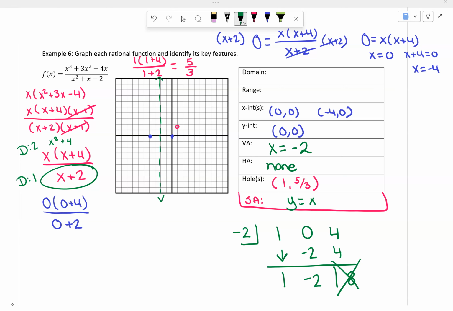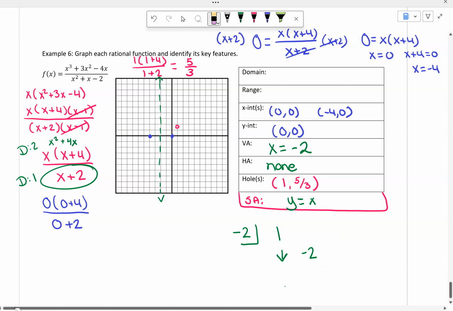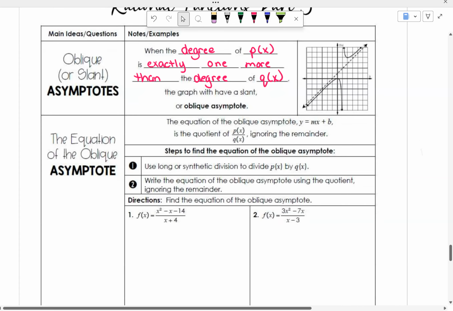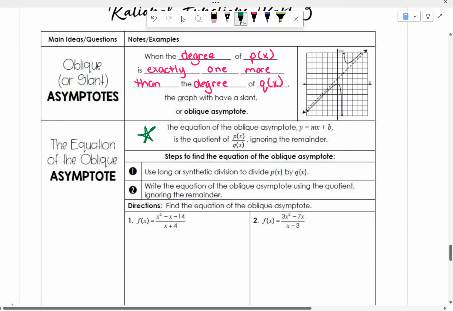Sorry, my brain stopped for a second because I knew something was off. I forgot to put my x here. So we need to relook at this. So it'll be 1, 0, 4, and then 0. Because I was like, hold up, something's wrong. So this would be a -2, which gives me a 4, which gives me a -8. So we ignore that remainder. So it's x minus 2. So remember, and I might have forgot to mention it, when you're finding the oblique, you ignore the remainder. So it will be a linear line because it's a slant one.